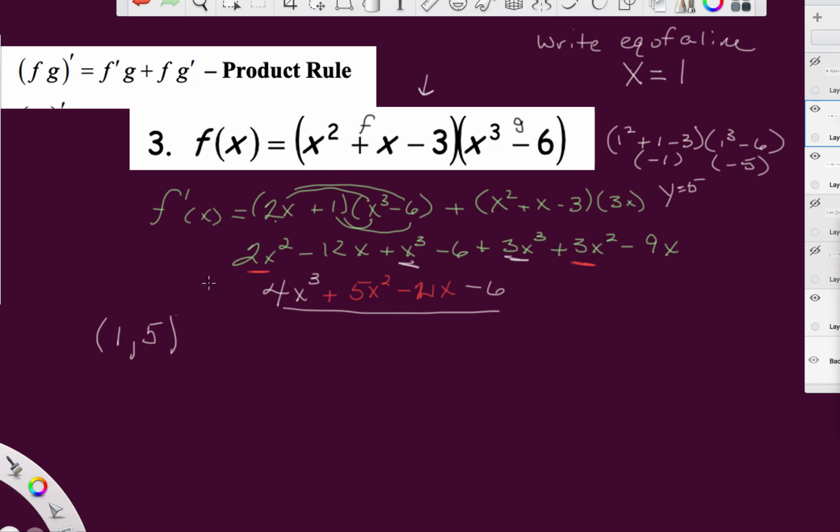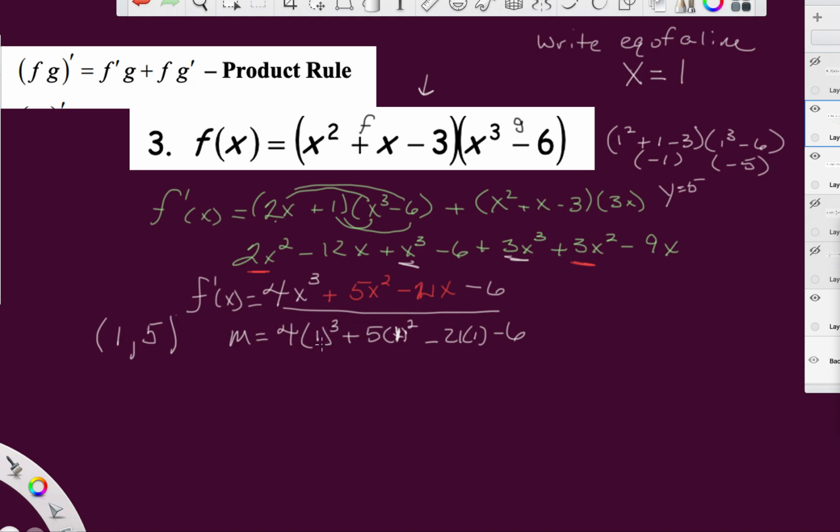I have my f prime of x right here. And what does this tell me? If I input this 1 right here, what I'm finding is the slope. So m, my slope, is going to be equal to 4 times 1 cubed plus 5 times 1, sorry, we know what x equals, minus 21 times 1 minus 6. We start getting bigger numbers when we put bigger numbers in here.